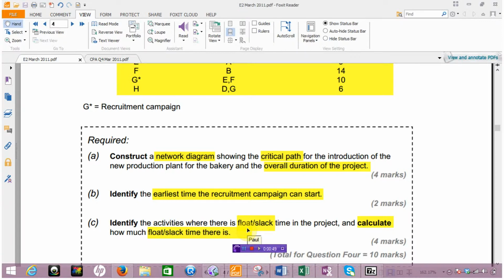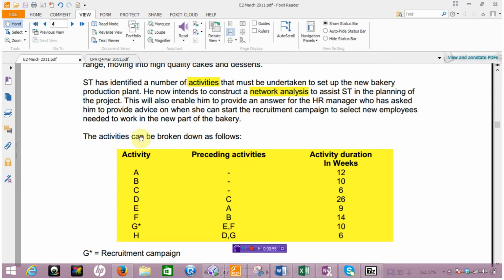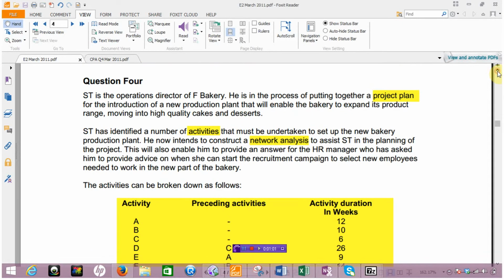In terms of the scenario itself, the main area in questions like this is obviously the activity information. The bulk of the narrative is not overly helpful because it's clear from the requirement exactly what we need to do. We've got an individual who's looking to put together a project plan, which has a set of activities, and he's going to use network analysis. So the scenario itself is not overly important.